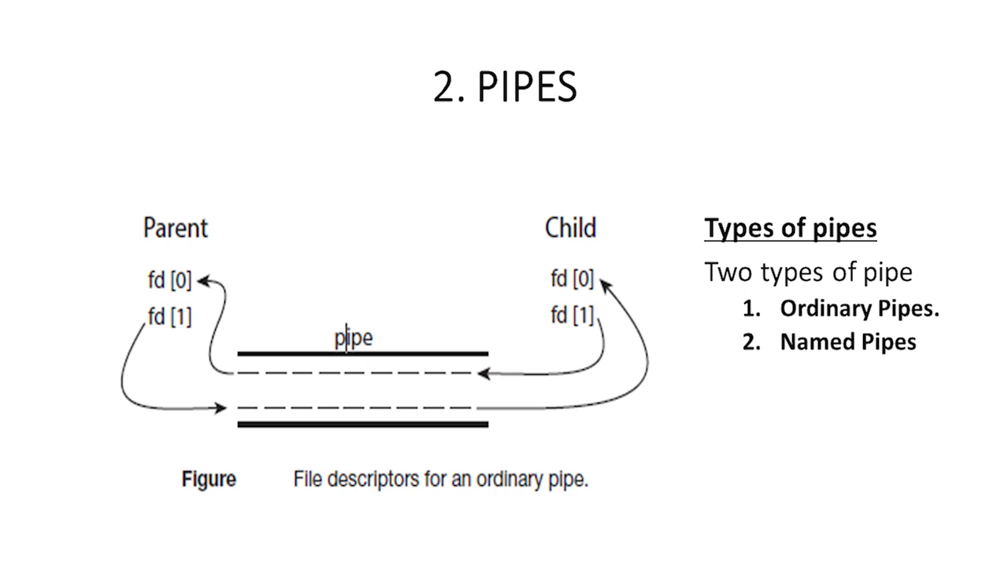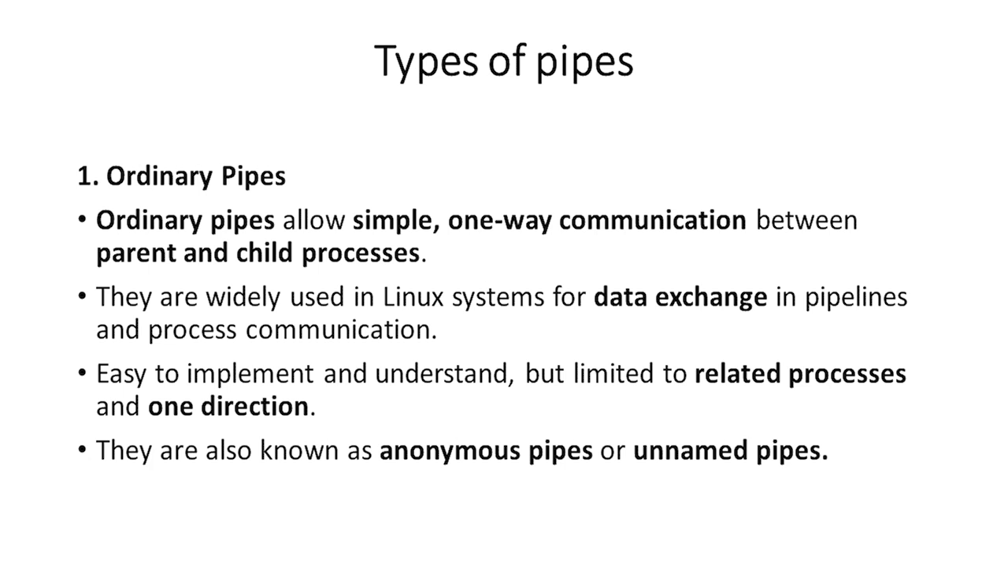There are two types of pipe: ordinary pipe and named pipe. Ordinary pipe, also known as unnamed pipe or anonymous pipe. Ordinary pipes are a fundamental mechanism in operating systems for enabling communication between processes. Ordinary pipes allow simple one-way communication between parent and child processes. They are widely used in Linux systems for data exchange in pipelines and process communication. It is easy to implement and easy to understand, but it is limited to related processes and one direction.